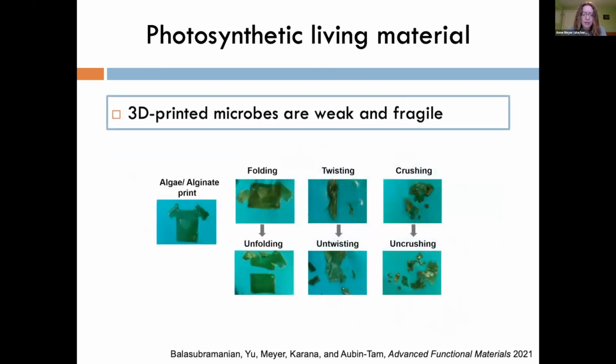So here's an example of what happens when we just do our normal printing process to print a microalgae in our normal alginate biochemistry. We can make a little photosynthetic t-shirt structure, but it's not robust physically, right? Any sort of physical perturbation and it crumbles. So I didn't really like the mechanical properties of this material because it was really fragile.